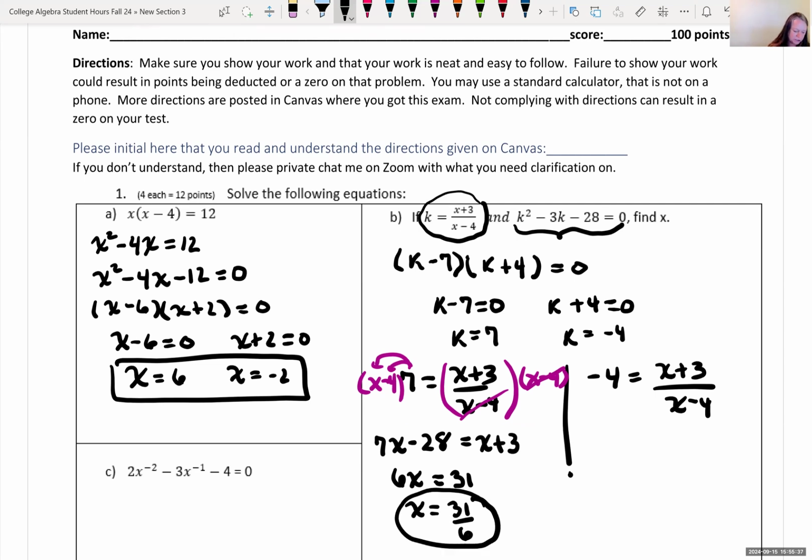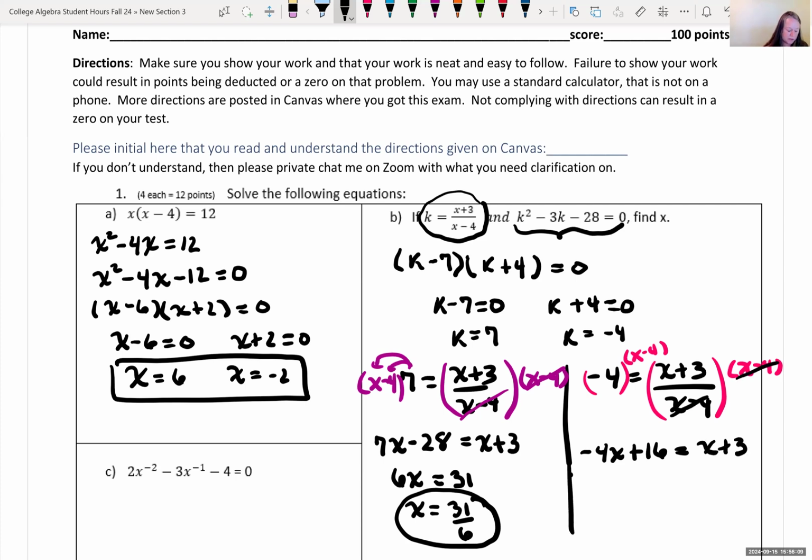So that's one solution. Solving the other rational equation, negative 4 is equal to x plus 3 all over x minus 4. We're going to clear the fractions again by multiplying by our least common denominator, which is x minus 4. Let's distribute our negative 4 on the left-hand side. So negative 4 times x is negative 4x. Negative 4 times negative 4 gives us plus 16, is equal to, the x minus 4's cancel, x plus 3.